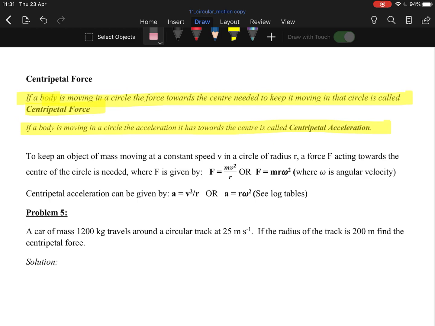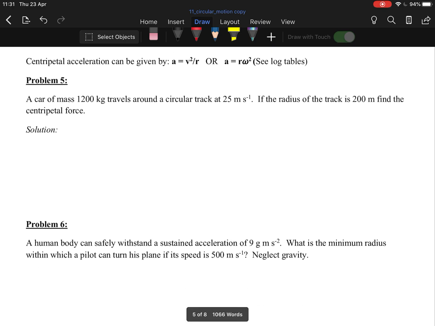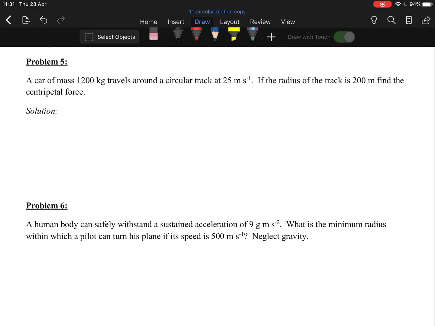Okay, so there are your 2 new equations. They're all in the log tables. F equals mv squared over r, or F equals mr omega squared. A equals v squared over r, or A equals r omega squared.